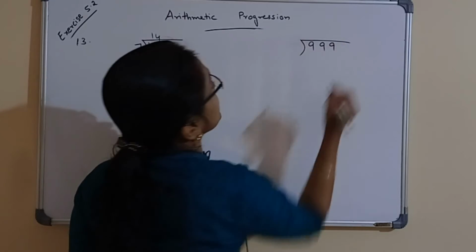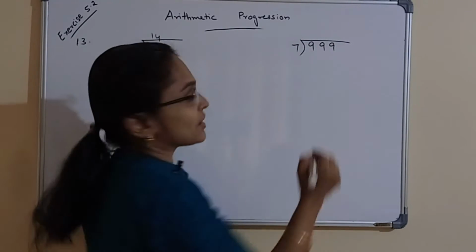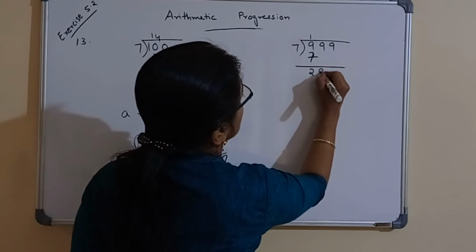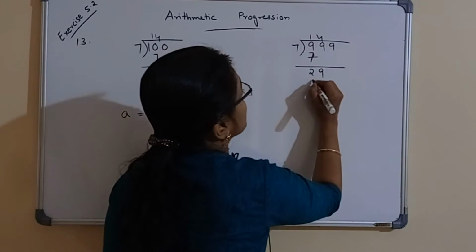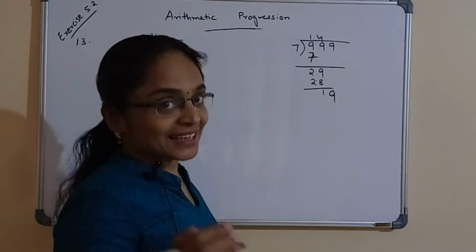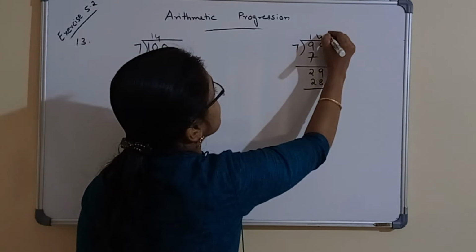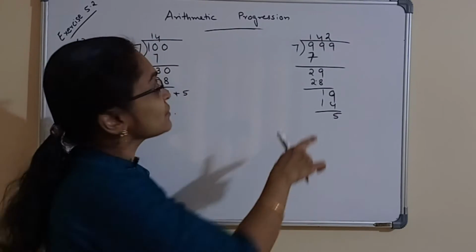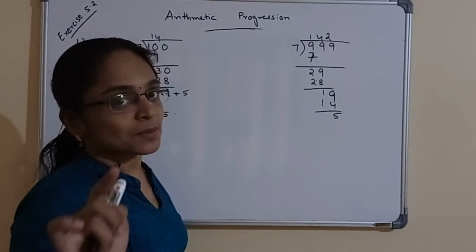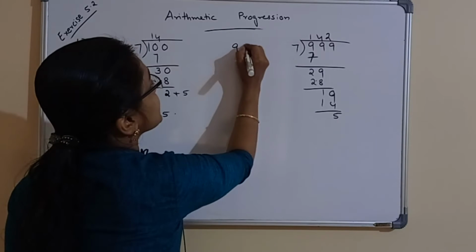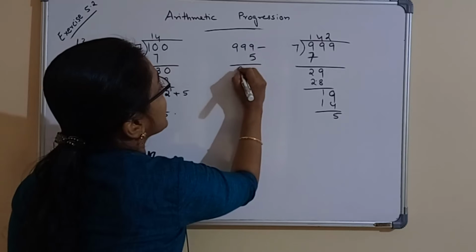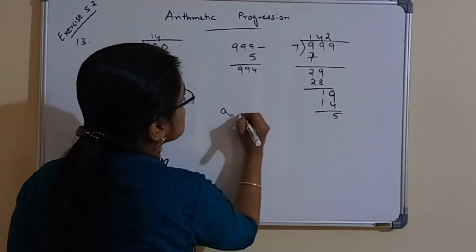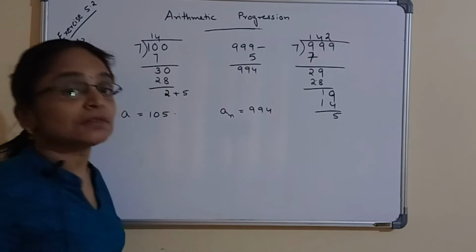And we can do the same with 999. Divide this by 7. 7 will go in 9 one time. Then 7, 2 remainder. Now 29. 7 fours are 28, 1 remainder. Then 19. So 7 will go in 19 two times, 14, 5 remainder. So we have to subtract 5 from this to make this number divisible by 7, right? So 999 minus 5 is 994. So 994 is divisible by 7, which means AN, the last term, is 994.